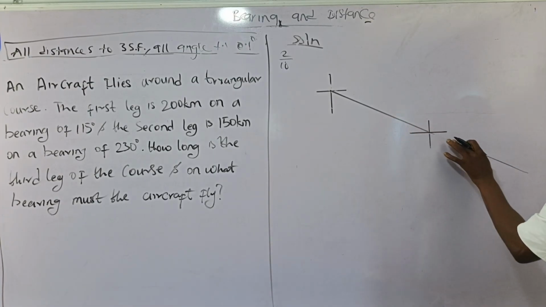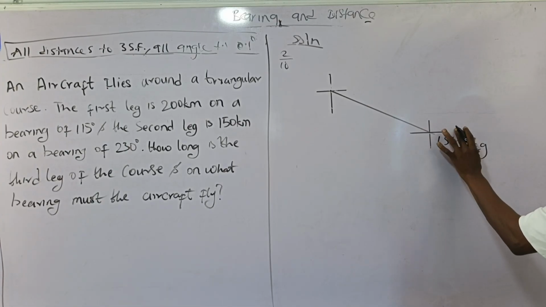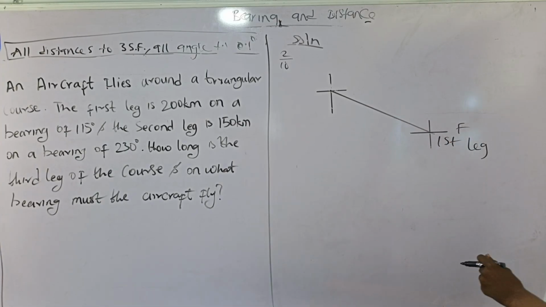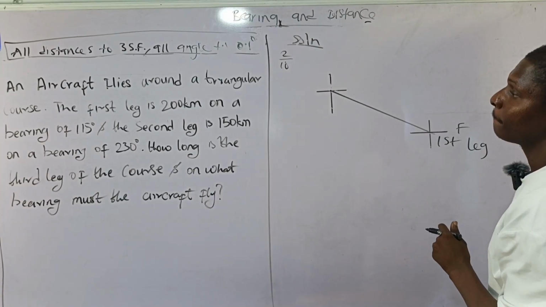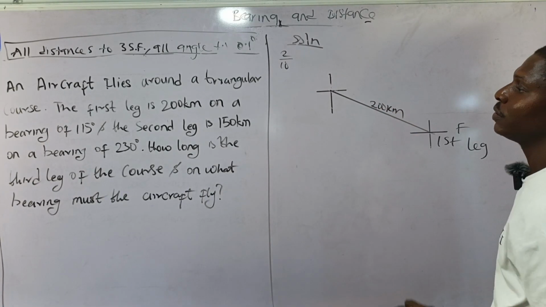So this becomes my what? My first leg, which I can take as what? F. And the distance is what? 200 kilometers.